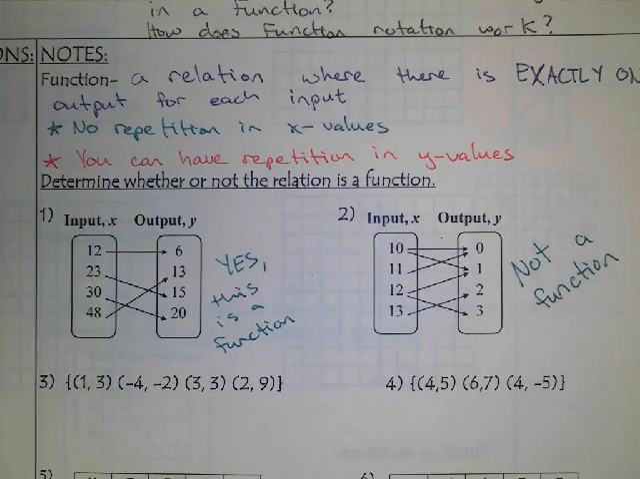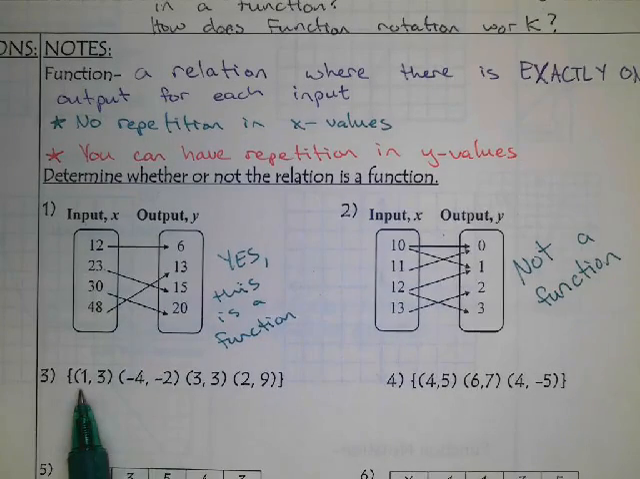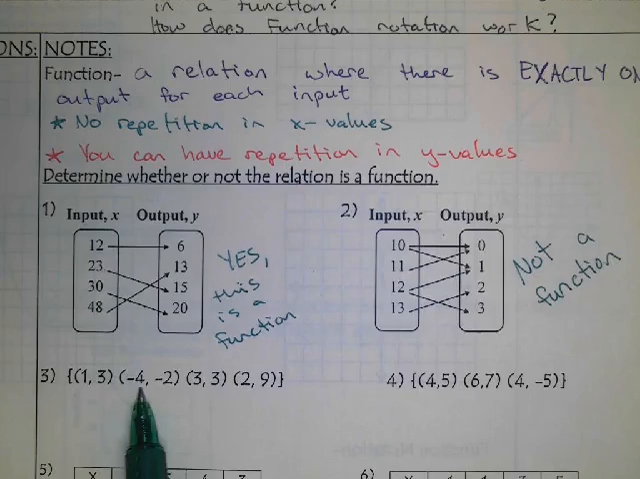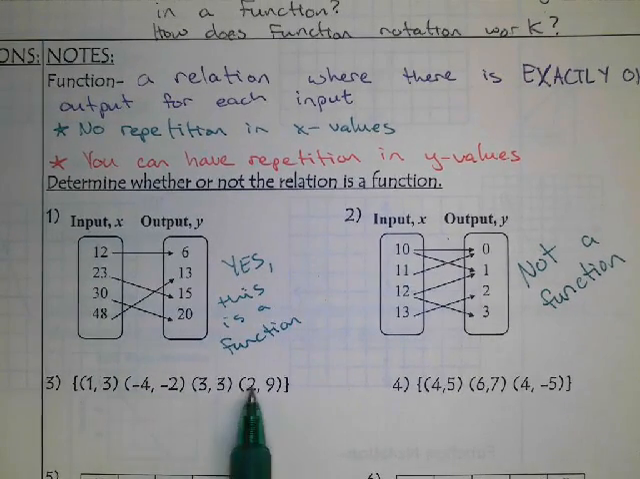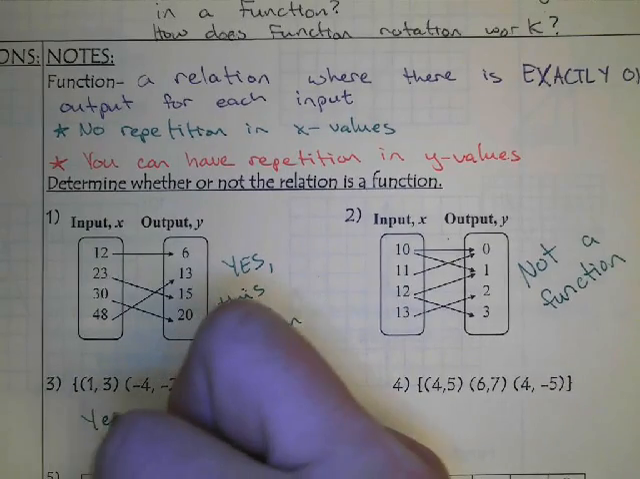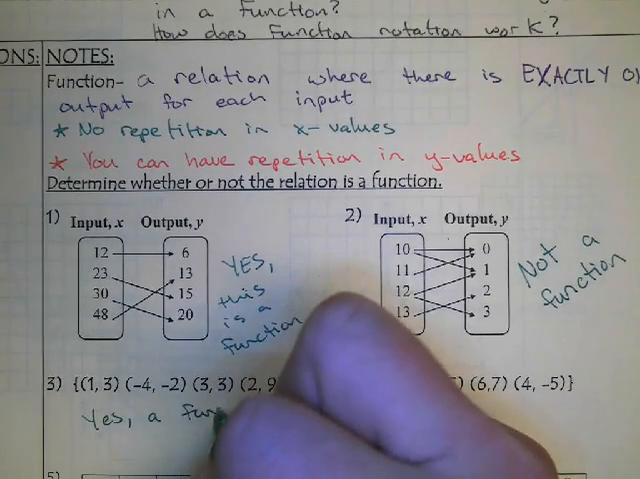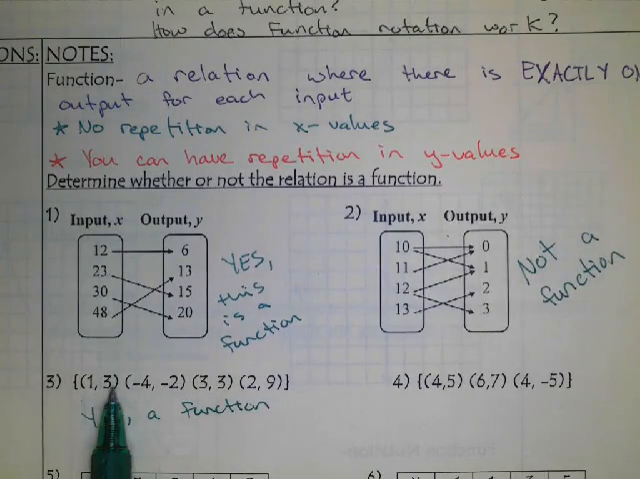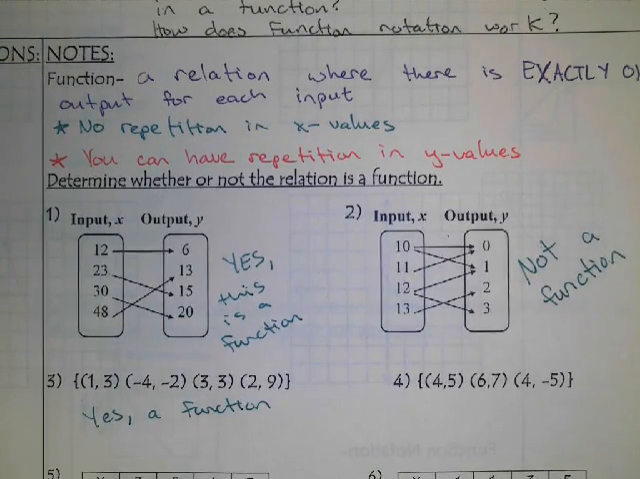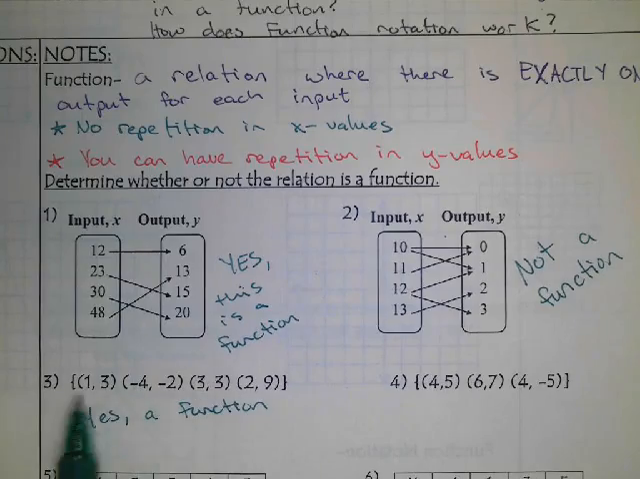So this idea of repetition makes it really easy when you're looking at points. I'm just focusing on my x values and looking for any kind of, does an x value repeat itself? 1, -4, 3, 2. It does not repeat itself. The x values never repeat itself. This will be a function. And I can look at the y values, and then we see that 3 repeats itself, but I can have repetition in a y value. Repetition in the y value, don't care about it. I am only focused on my inputs or my x values.